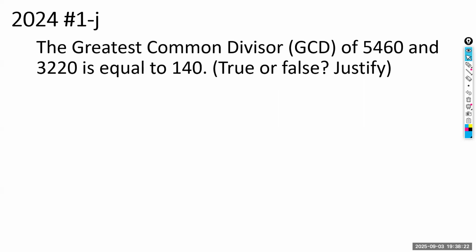So take the bigger number and write it as a multiple of the smaller number plus the remainder. The bigger number is 5460. That is 1 times 3220 plus 2240. That is your step number 1. Then you write this as a multiple of this, and you keep doing this until you get 0 here.